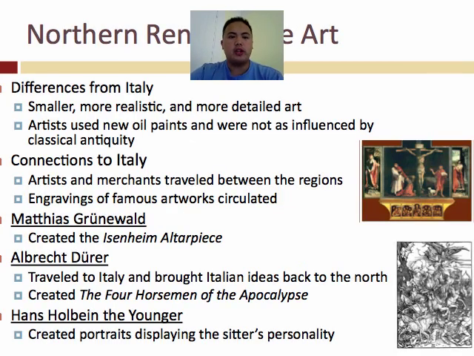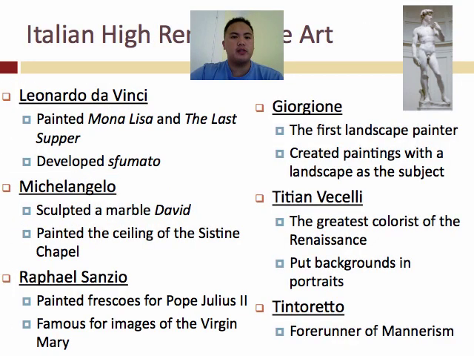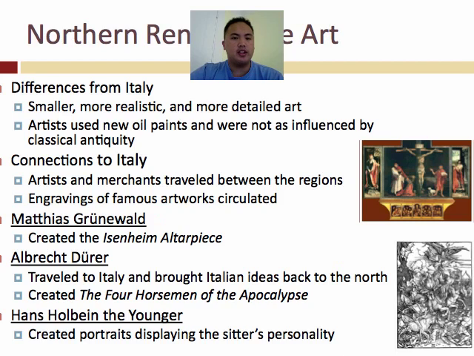Moving on to Northern Renaissance art. So just to backtrack real quick, we've got early Italian Renaissance. We just talked about High Renaissance, and now we're talking about Northern Renaissance. The difference from Italy is that it's smaller, more realistic, more detailed. So a little bit different than the ones we just talked about. The way they achieved that is they used new oil paints that were more realistic.